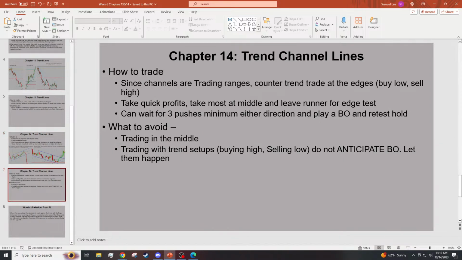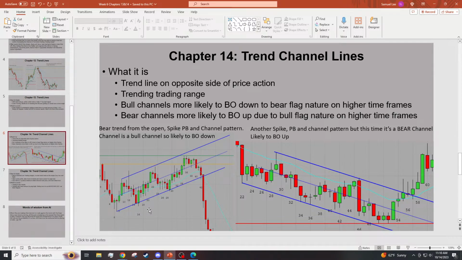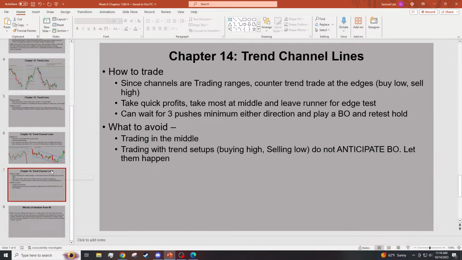What do you want to avoid? Trading in the middle and trading with trend setups, buying high, selling low, and to not anticipate the breakout. So maybe you don't want to sell low and buy high, right? So you don't want to sell below 14, 15 here. And you don't want to buy above 20, 21 because the likelihood of you being trapped is very high because, even though the channel is trending, it's a trending trading range. So the trading range rules still apply. And if you're not good at trading ranges, then don't do it. You don't have to do it. Just because it's there doesn't mean you have to do it.